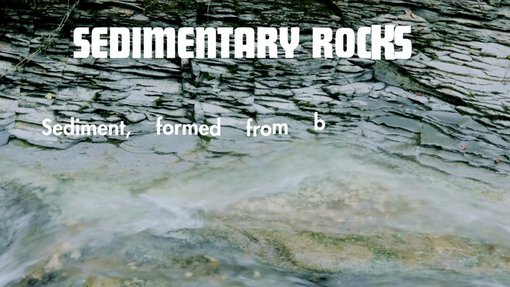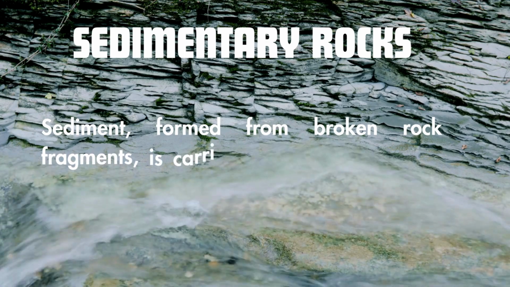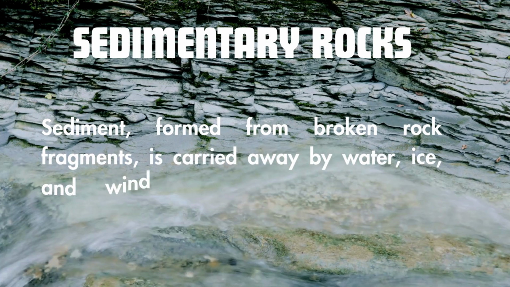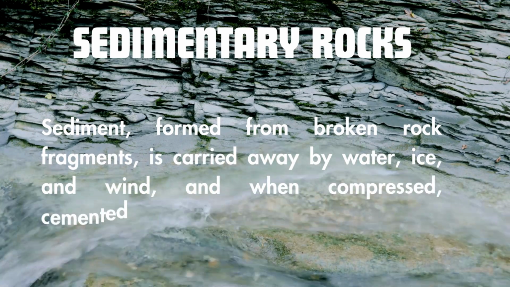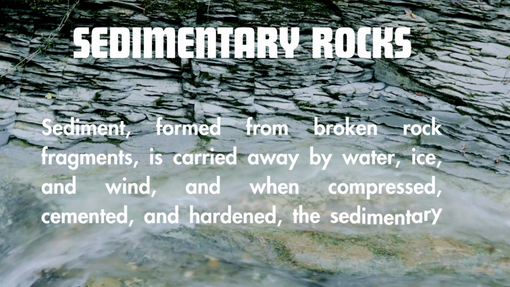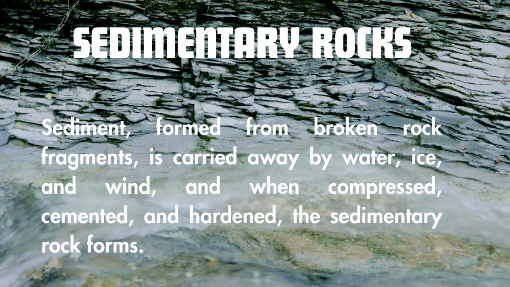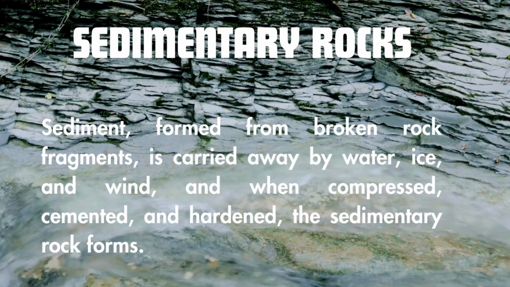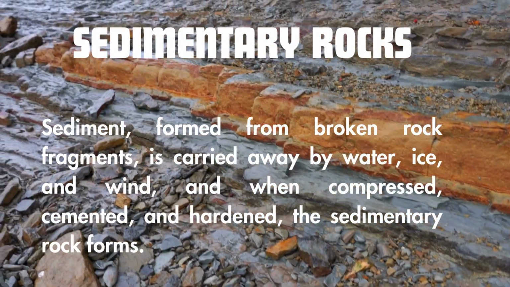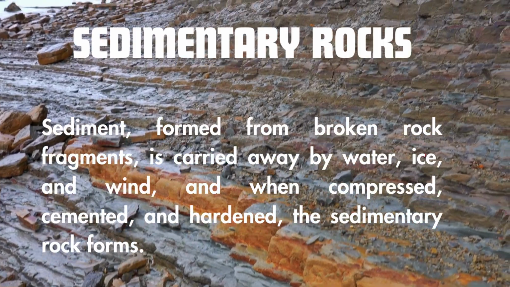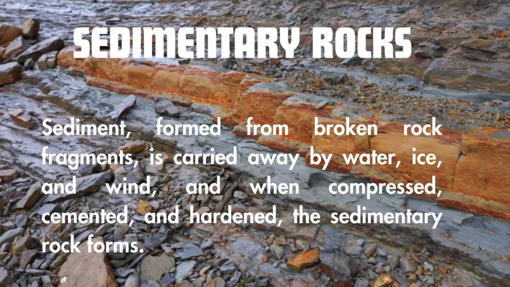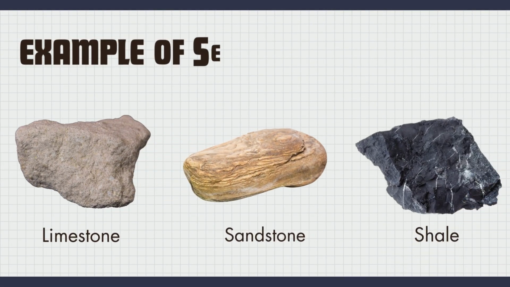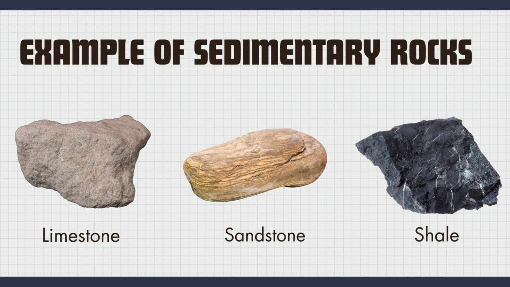The next type of rock is the sedimentary rocks, formed from fragments of minerals, organic matter, and other rocks, and these fragments are called sediments. Then, these sediments are carried by water, ice, or wind, then deposited and compacted over time. These sediments are pressed and cemented together, creating sedimentary rock. Examples of sedimentary rocks are limestone, sandstone, and shale.